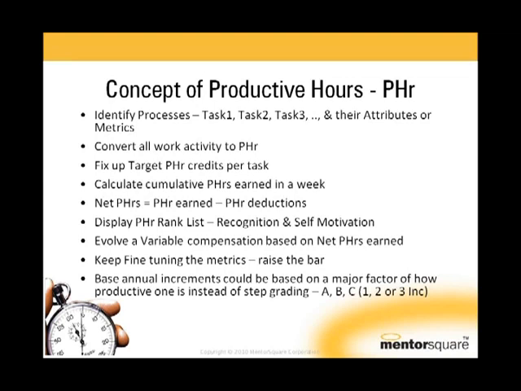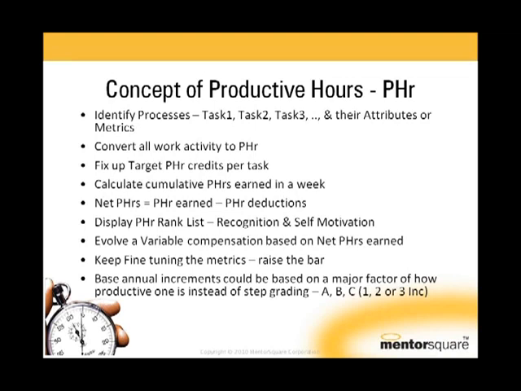So in terms of rank, each of them knows where they stand with respect to the productivity measurement. And then you evolve a variable compensation based system based on these net PHRs. Having done one, these metrics are not cast in stone. So you need to look at how to fine tune this so that you keep on raising the bar.